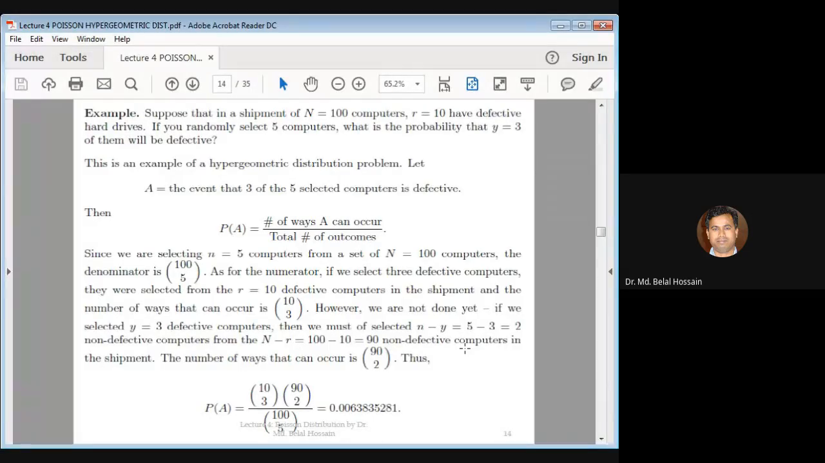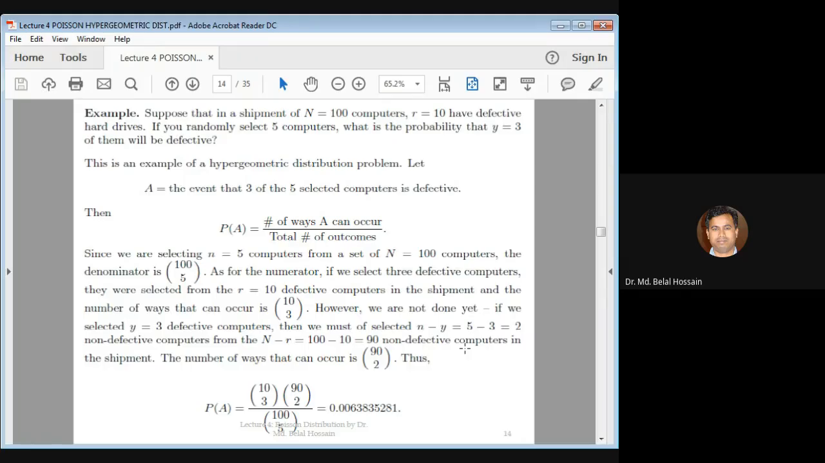Let us discuss that with a numerical problem. Suppose that in a shipment of N equals 100 computers, R equals 10 have defective hard drives. So if you randomly select 5 computers, so this is your small n, what is the probability that y equals 3? 3 of them will be defective.